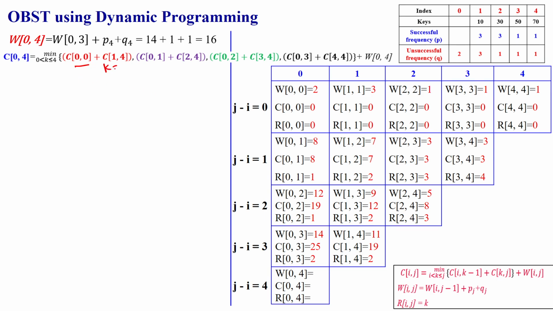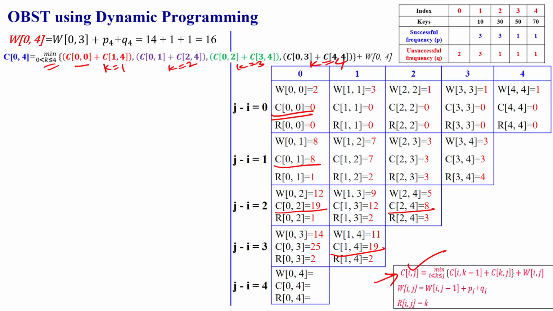You can substitute the values for these terms. So here we are having four values: k equal to 1, k equal to 2, k equal to 3, k equal to 4, right? So when you are substituting the i comma j, k comma j by using this formula, you will get these terms. Then for this you can substitute the value c of 0 comma 0, c of 1 comma 4, right here. Then c of 0 comma 1, so c of 2 comma 4 here. Then c of 0 comma 2, that is also already available here.